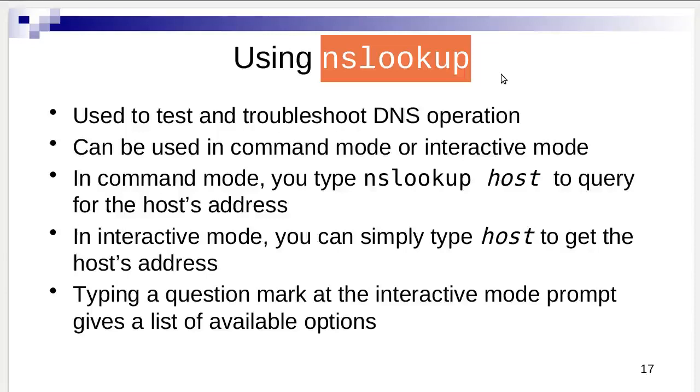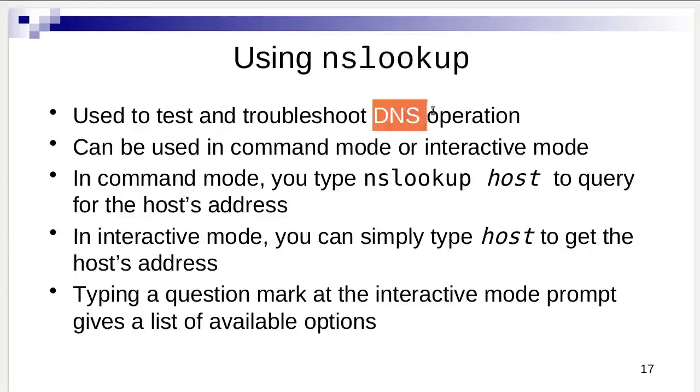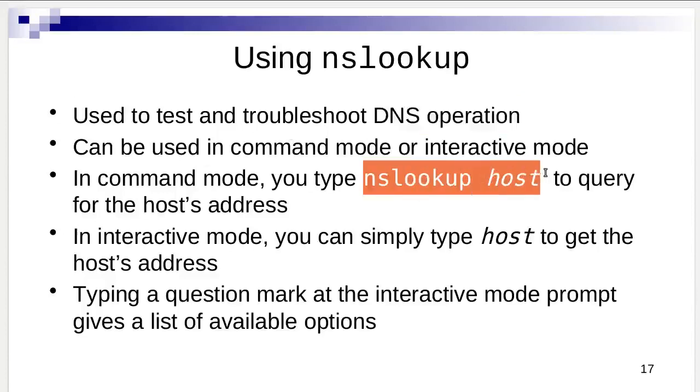For example, uwstout.edu. You can say nslookup space uwstout.edu and it'll tell you what the IP address corresponding to uwstout.edu is. This is used to test and troubleshoot DNS, basically check and see if your local DNS client is working, if you actually do have access to the domain name system servers. It can be used in command mode or interactive mode. In command mode, which is usually how you use it, you just say nslookup and the host name, like uwstout.edu, to see what the host's IP address is.